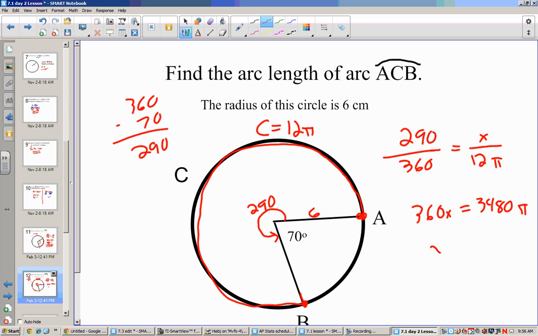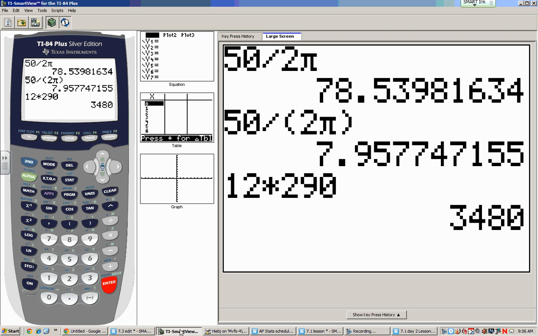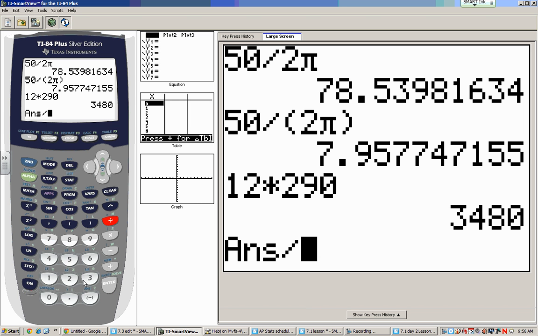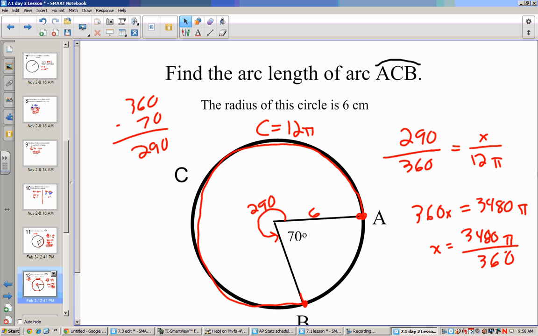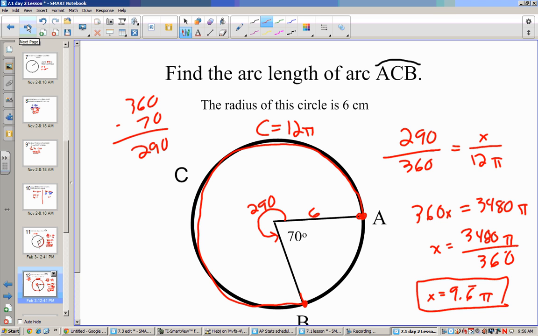Now I have to divide 360 on both sides. So we'd have 3480 pi over 360. So when we do this, our correct answer will be 9.6 repeating pi. So that's the distance in red on the arc of the circle. That's the length of that arc.